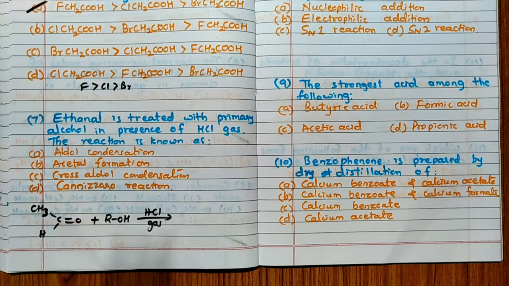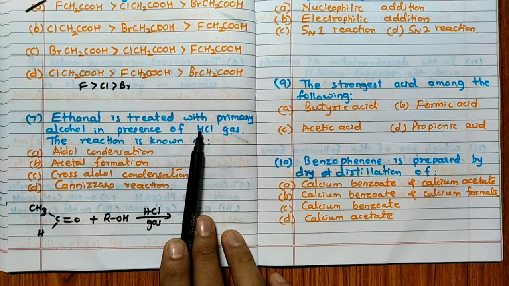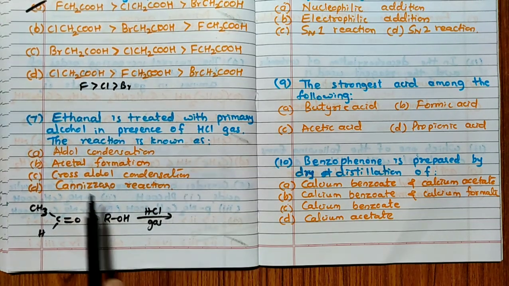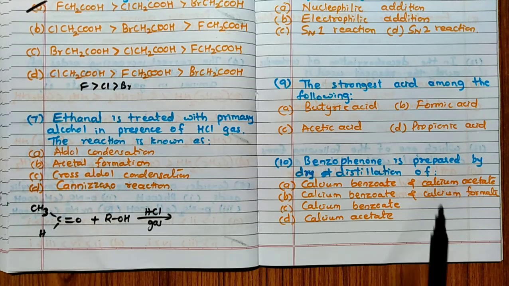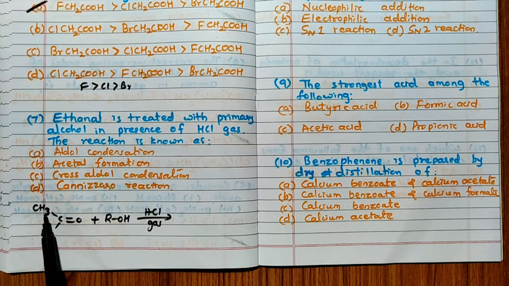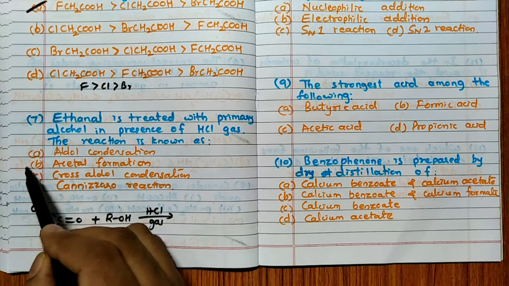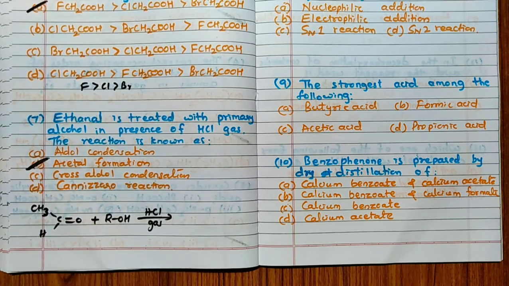Cannizzaro also, remember, it needs alkali, and before that, remember, for Cannizzaro there should not be alpha hydrogen, but there is alpha hydrogen here, so it will not. But only one option is left, that is acetal. That is the answer. How?